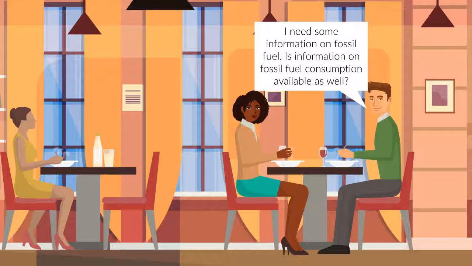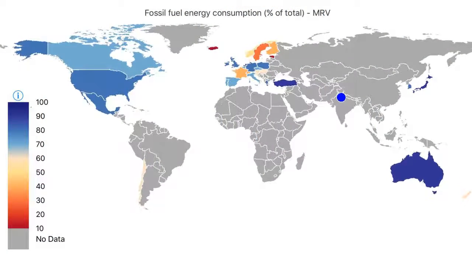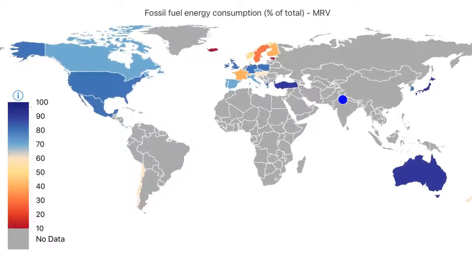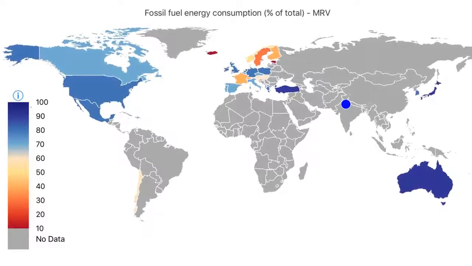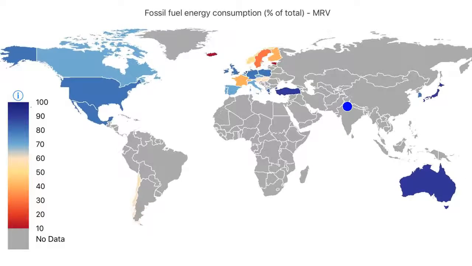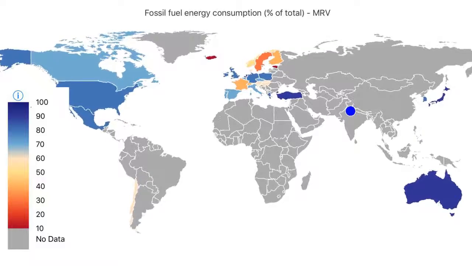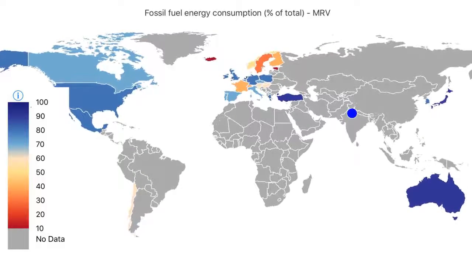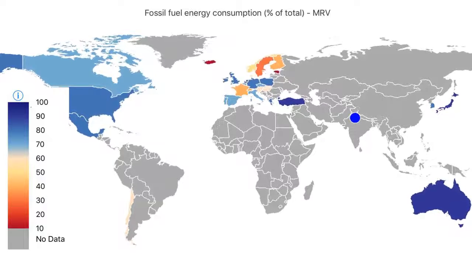I need some information on fossil fuel. Is information on fossil fuel consumption available as well? Yes, here you are. The Fossil Fuel Energy Consumption Map shows the usage of fossil fuels such as coal, oil, petroleum and natural gas products. You can find out the percentage of fossil fuel used from a country's total energy usage. You can tap on a different country to view usage in different time series.